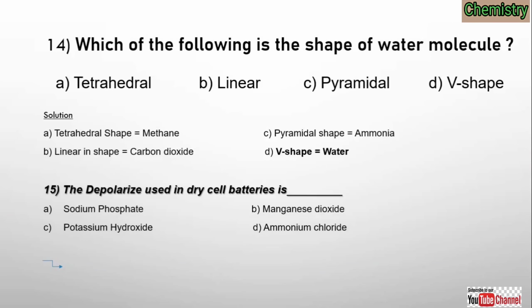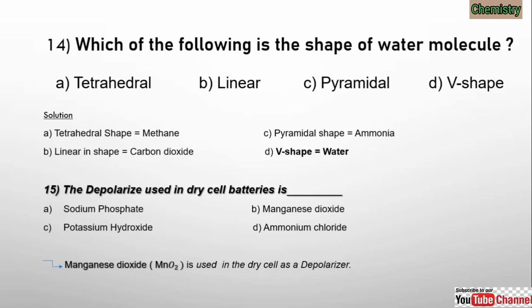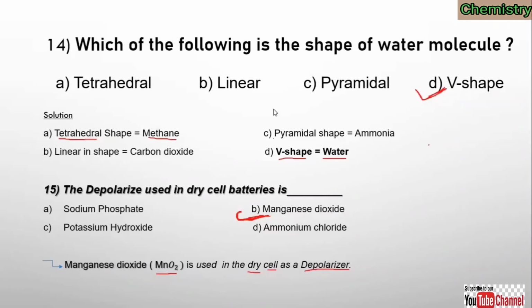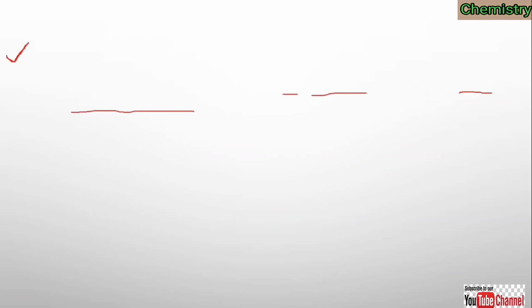Question number 15, we have, the depolarizer used in dry cell batteries. Sodium phosphate, manganese dioxide, potassium hydroxide, ammonium chloride. Option B is the correct answer. Manganese dioxide is used in dry cells as depolarizer. This is an important question. The depolarizer used in dry cell batteries is manganese dioxide, that is MnO2.